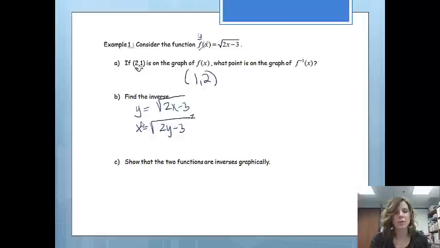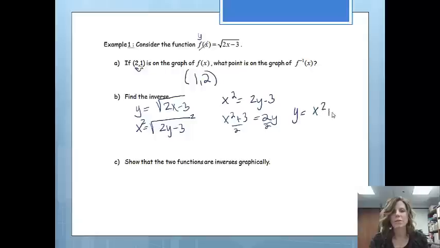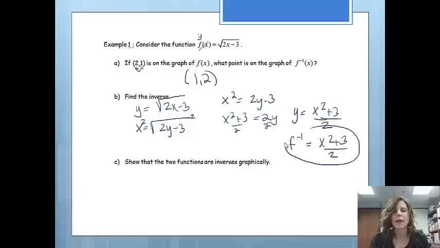So we're going to square both sides to get rid of that square root. Now I'm going to have x squared equals 2y minus 3. From here I'm still going to be trying to solve for y, so I'm going to add 3 to both sides. So I'll get x squared plus 3 equals 2y. And then to get the y by itself, I'll just divide by 2. So I end up getting y equals (x squared plus 3) over 2. Basically I just found the inverse, so to let people know that that's what that was, I will just change my y to an inverse symbol. So that is an equation for the inverse.